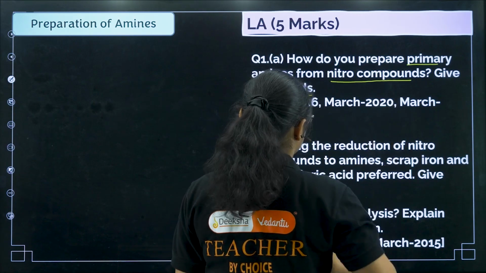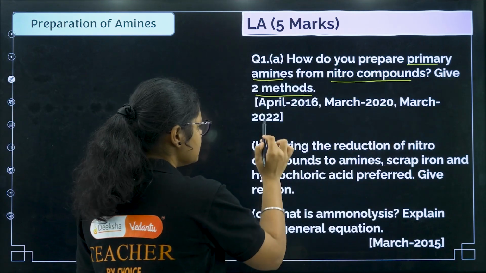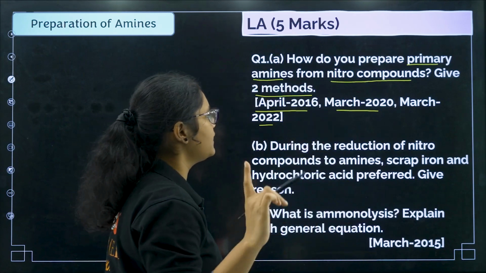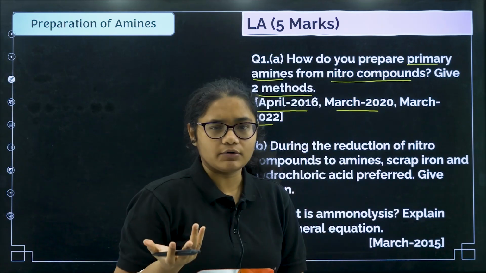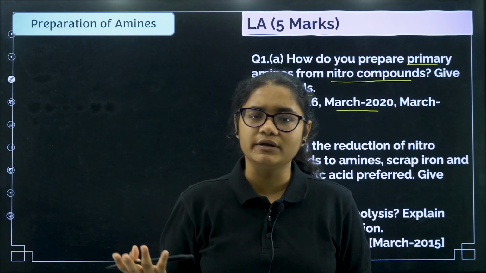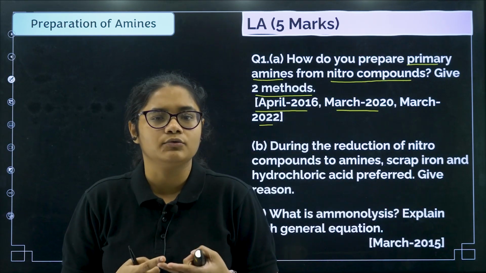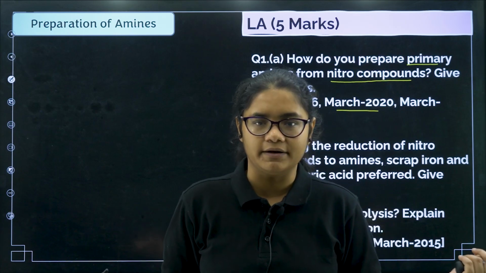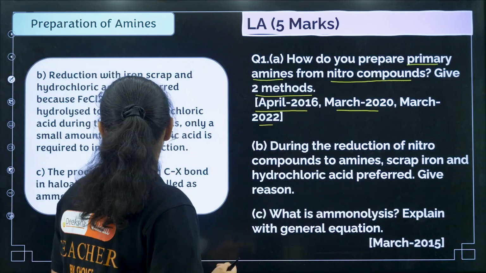Give 2 methods. Okay. So this question has been asked many times, so it is an important question. How to prepare primary amines from nitro compounds? We can easily do it. We have 2 reagents, 2 methods means you can use any 2 reagents. One is your Sn/HCl, another you can use is your hydrogen palladium, right? So you can see here.